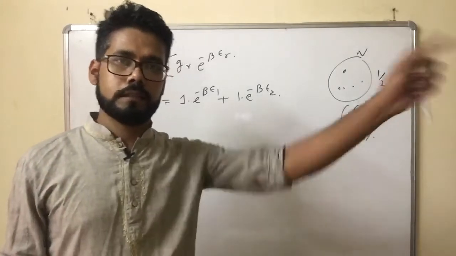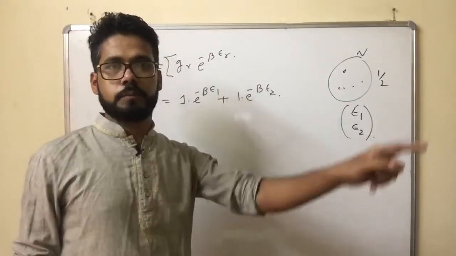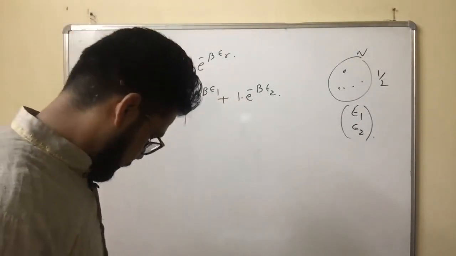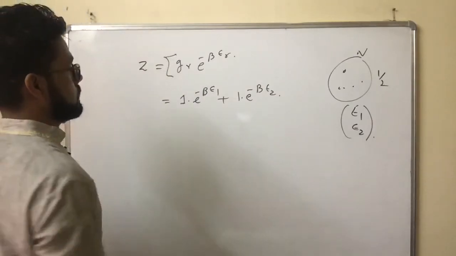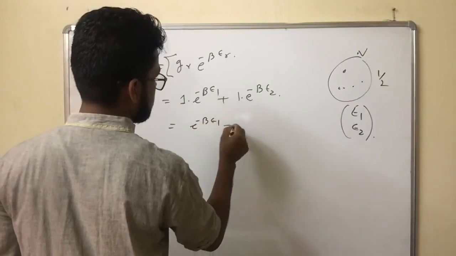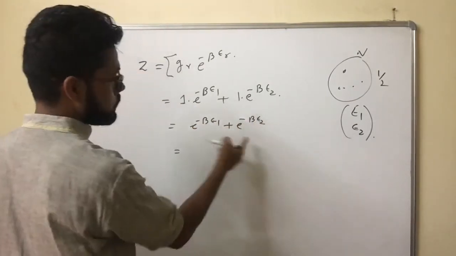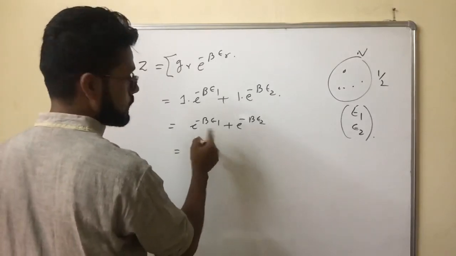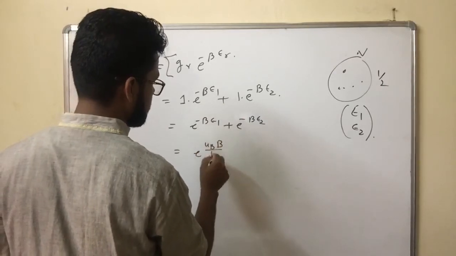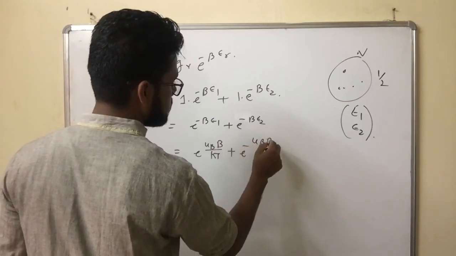Okay, a better way is to remember one formula: if it is non-degenerate, g_r is 1, and if it is degenerate, put in the value of the degeneracy factor. This is a partition function. You can express it as e to the power minus beta E1 plus e to the power minus beta E2, and put the values: one is e to the power minus mu_B B by kT, the other is e to the power plus mu_B B by kT.